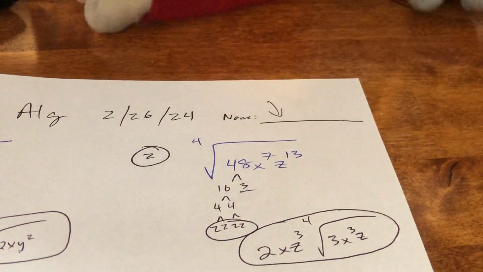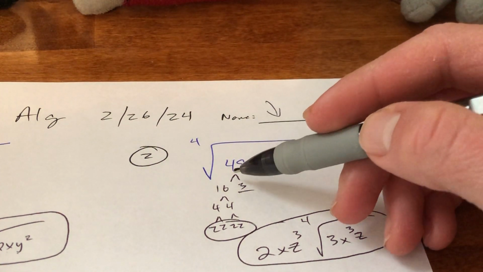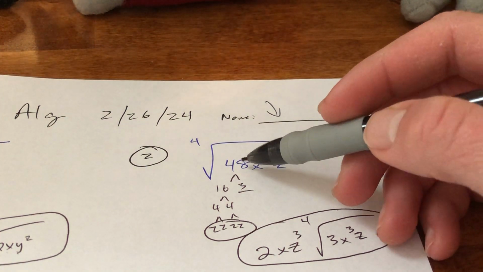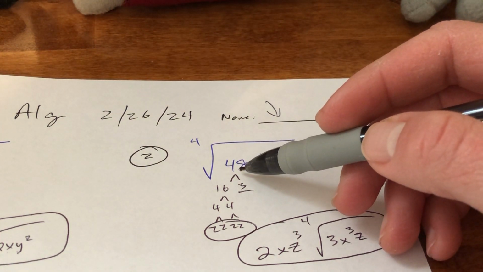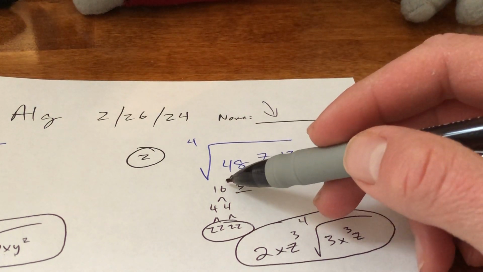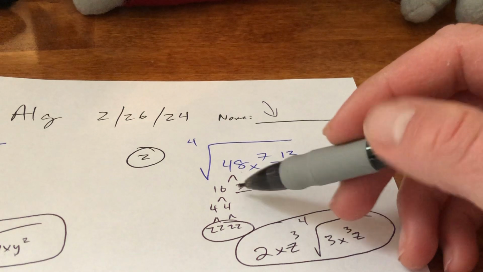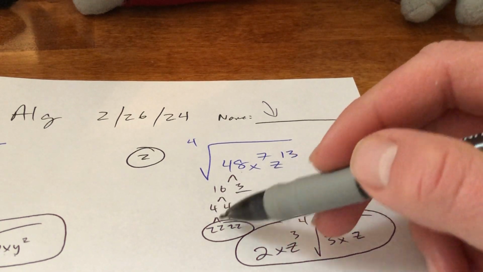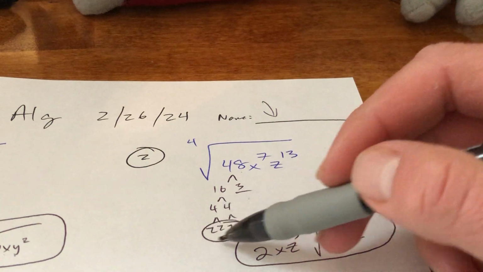So what is the 4th root of 48? Holy cow, you need 4 of a kind to bust out of this radical jail. So 48 is 8 times 6, 2 times 24, 16 times 3. What is 16? 4 and 4. And what's 4? 2, 2. 2, 2. There's your 4.